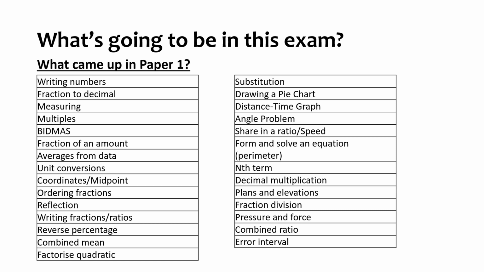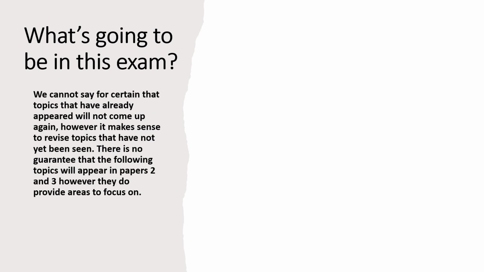Okay, so those things that came up in paper 1. What then can you do for paper 2 and 3? As I said previously, we don't know exactly what's going to be in the exam, but we can say that those things that have come up are unlikely to come up again, and it makes more sense to revise things we haven't yet seen rather than going back over those things. We can't guarantee whether things will come up in paper 2 or paper 3, but we can begin to focus on these things, and then after paper 2 we'll have a much clearer idea for paper 3.